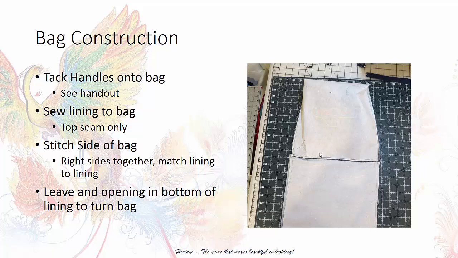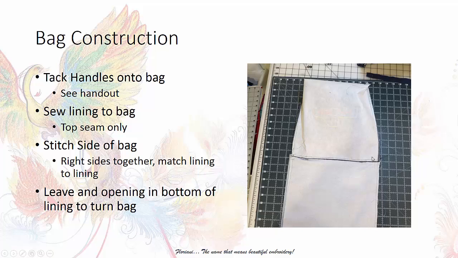Then once I had those handles tacked onto it, the next thing that I did was I stitched my lining on the top here. So I've got my 2 sides separate, stitched the lining on. Open it up, and now we're ready to stitch the bag together. So I've got 2 long pieces of fabric now. Matched the lining pieces, then I stitched along the outside, and then I stitch the bottom.